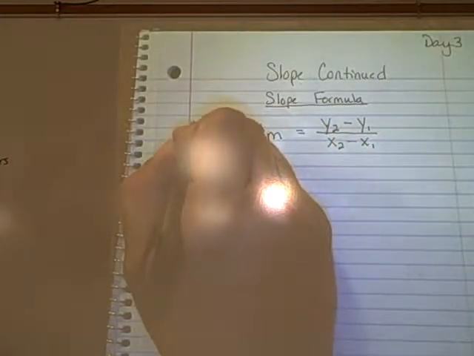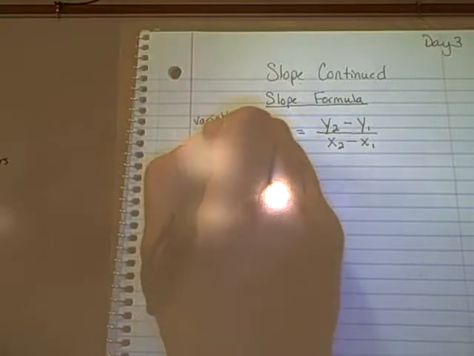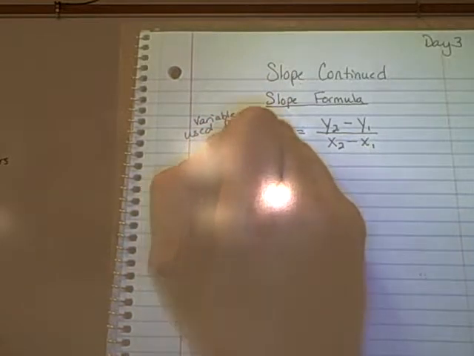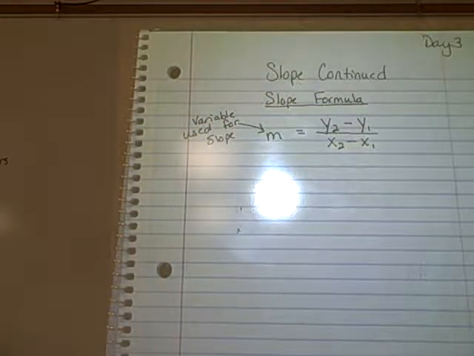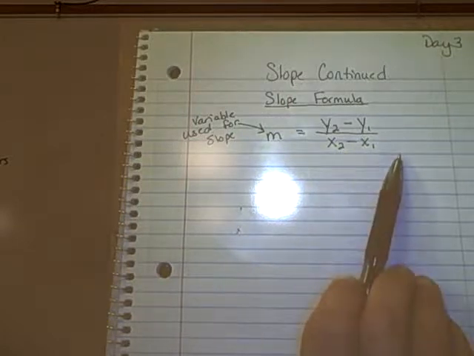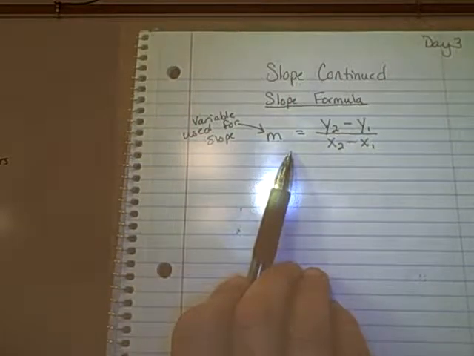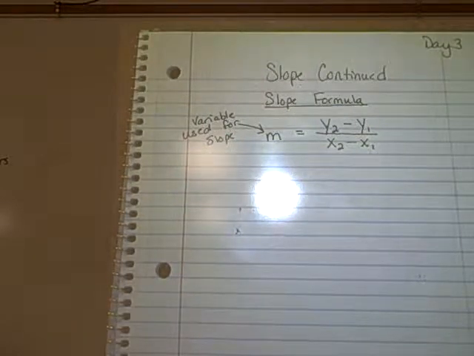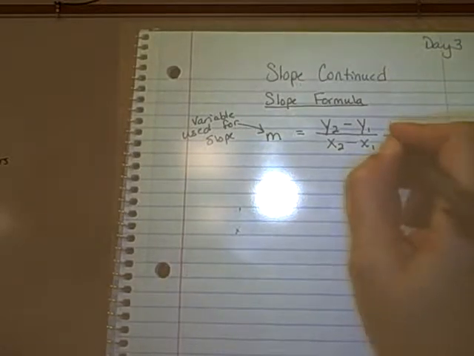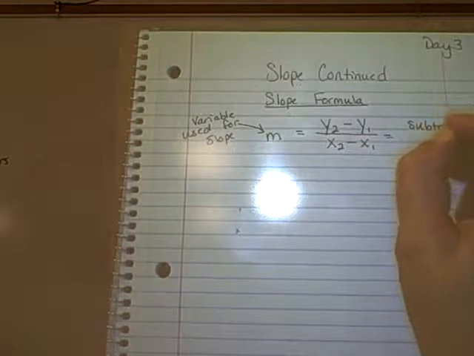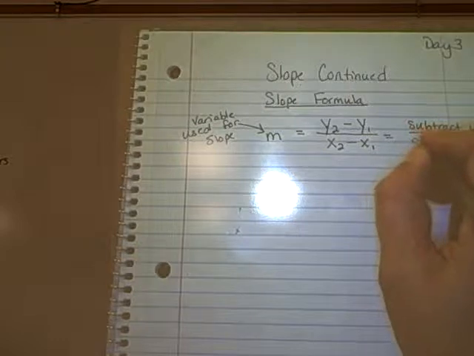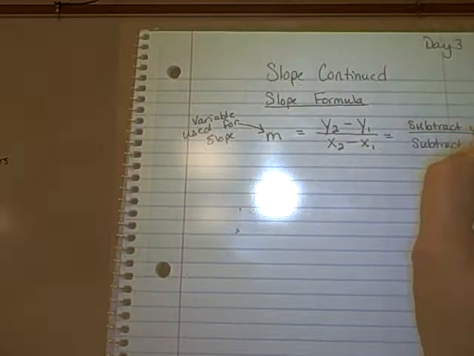That m right there is the variable used for slope. Does this say x2 minus x1? x2 minus x1 on the bottom. Okay, so the m is the variable used for slope. So anytime you see the little letter m, the lowercase letter m, that's the variable for slope. Okay, so basically all you're doing on the top is you're subtracting the two y numbers. And then on the bottom you're subtracting the x numbers.